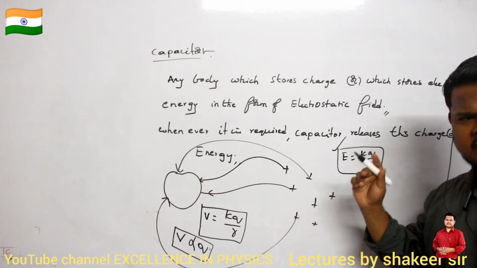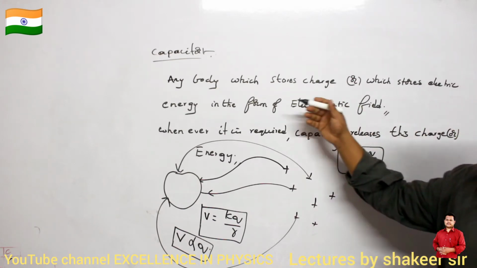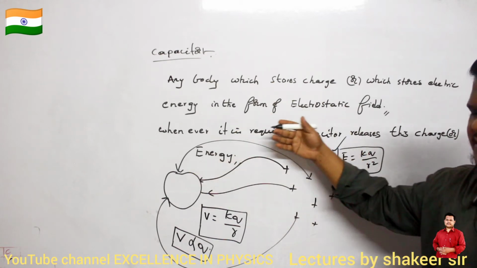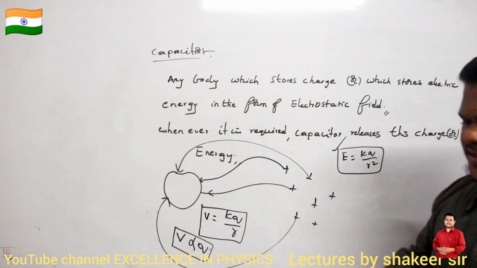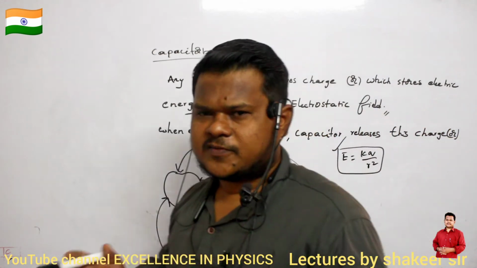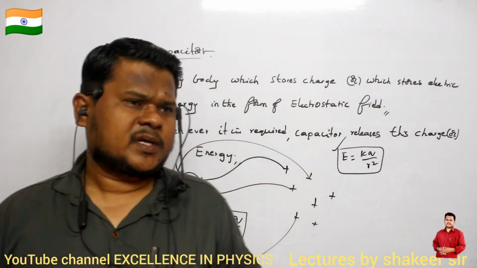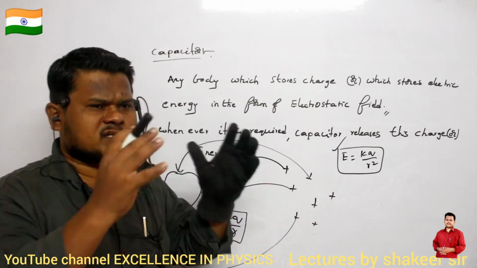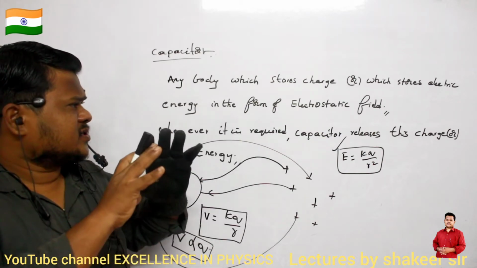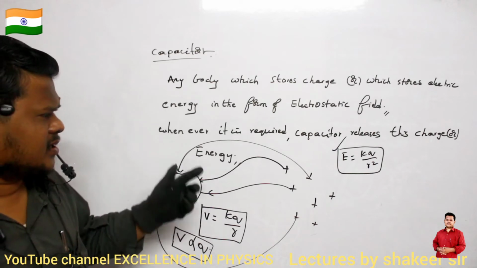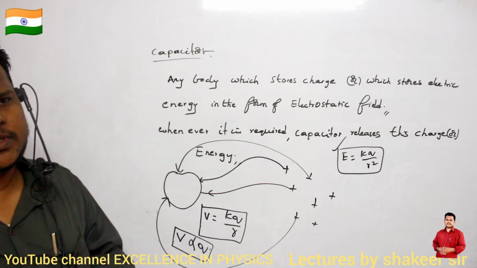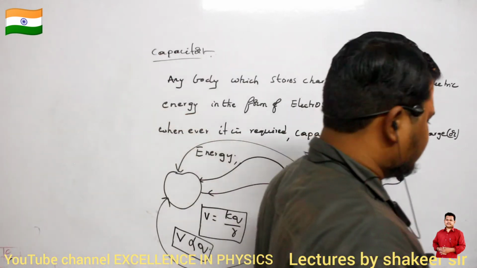So now my question is, how much amount of charge can I deposit on this conductor? That is the question. So on this conductor, how much charge can I deposit? That is called a capacitor now, which stores charge. So how much charge can I store on this capacitor? That is my question.